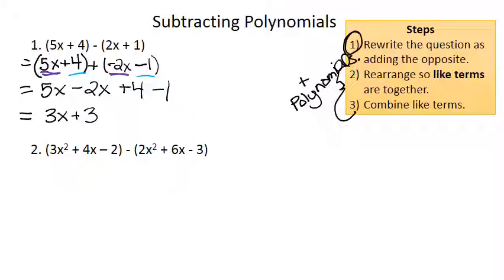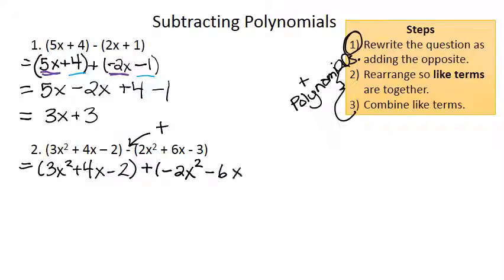All right, for the next one, same thing with the steps. We rewrite the question as adding the opposite. So our first one would be 3x squared plus 4x minus 2. But instead of subtraction, we're going to change it to addition. So we'll now say plus, and then we take the opposite of each term in our second polynomial. So the opposite of 2x squared is negative 2x squared. The opposite of 6x is minus 6x. And the opposite of negative 3 is plus 3.